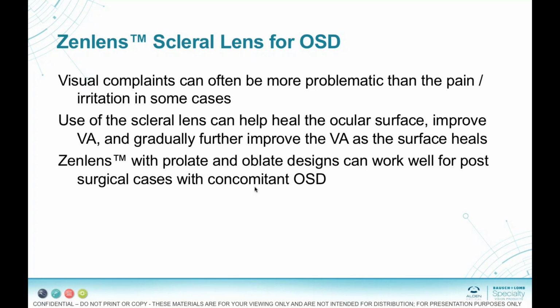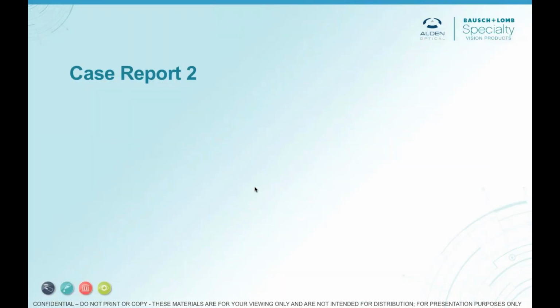And so thinking about those patients who are post-surgical or have various types of ocular surface disease, in addition to other problems, having a lens design with reverse geometry and variable diameters and things like that really allows you to customize and get the best possible fit for that patient, not only for their ocular surface disease, but for their eye in general. So we'll move on to case number 2.